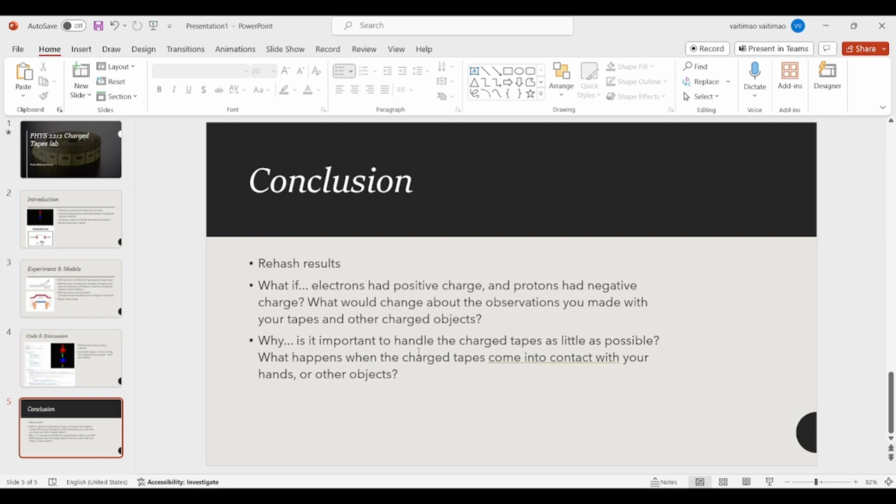Why is it important to not handle charged tapes as much as possible? Because if you keep handling charged tapes, the excess electrons will leap off, and they will lose that excess charge, and they will stop being reactive. That being said, you can't get them in contact too much, or else they'll lose that charge.